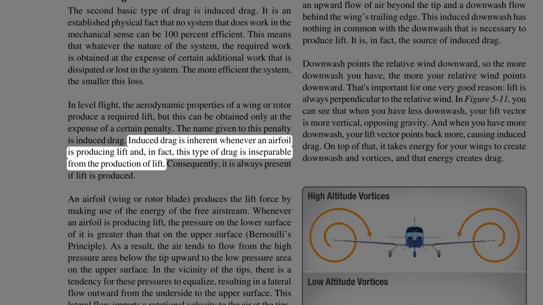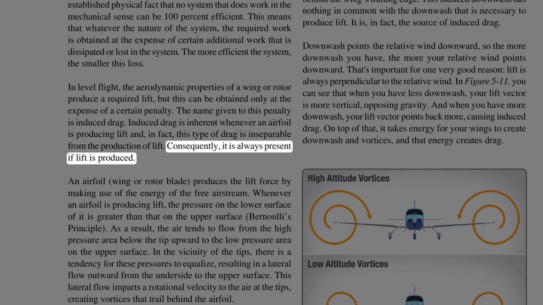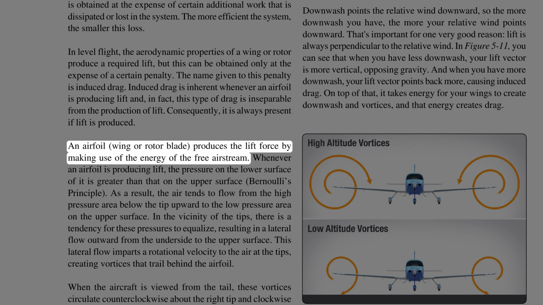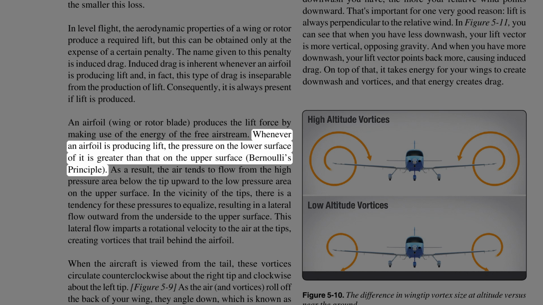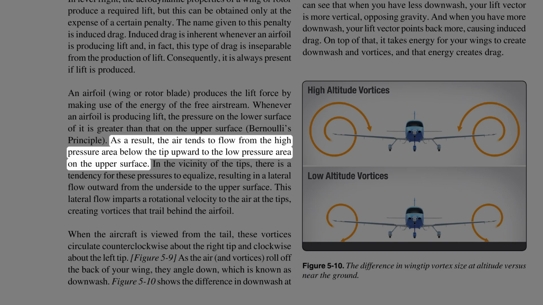Induced drag is inherent whenever an airfoil is producing lift and, in fact, this type of drag is inseparable from the production of lift. Consequently, it is always present if lift is produced. An airfoil, wing or rotor blade, produces the lift force by making use of the energy of the free airstream. Whenever an airfoil is producing lift, the pressure on the lower surface of it is greater than that on the upper surface, Bernoulli's principle. As a result, the air tends to flow from the high pressure area below the tip upward to the low pressure area on the upper surface.